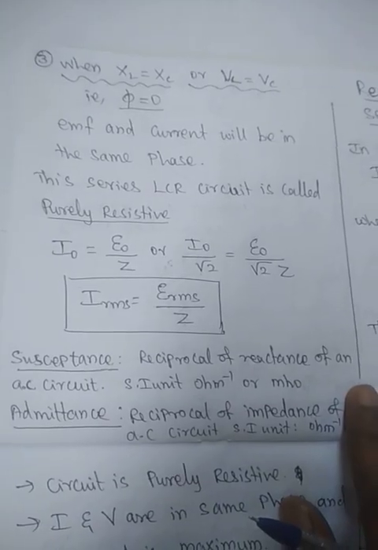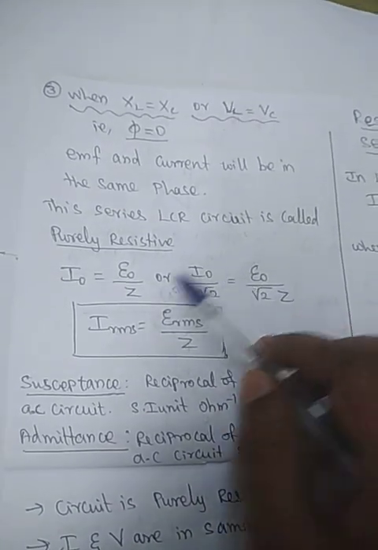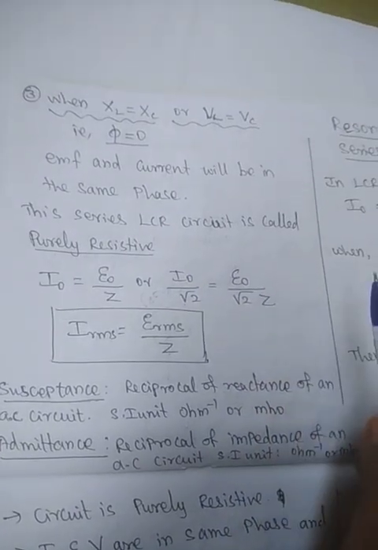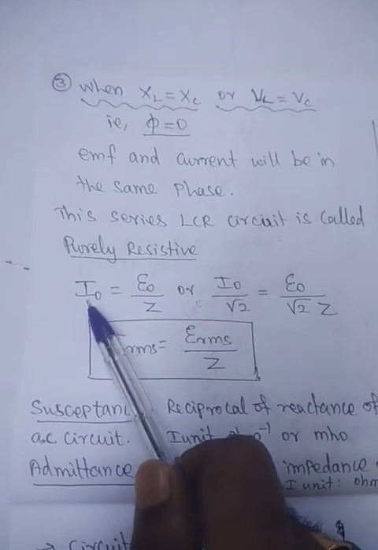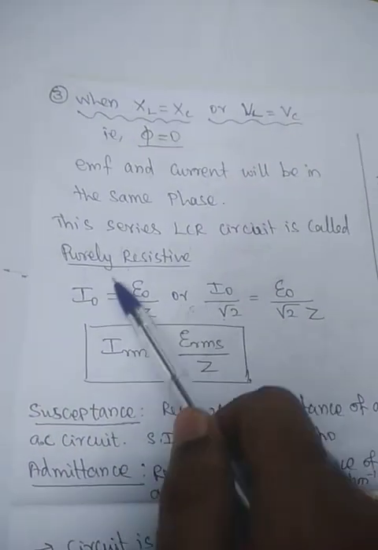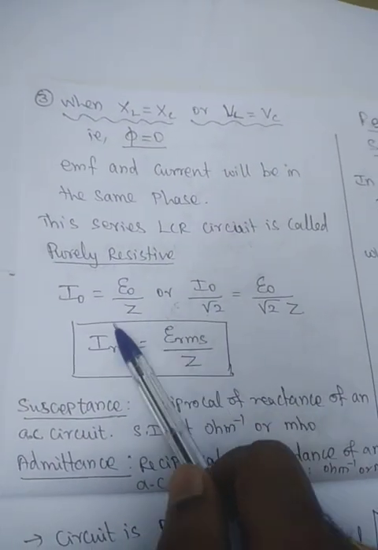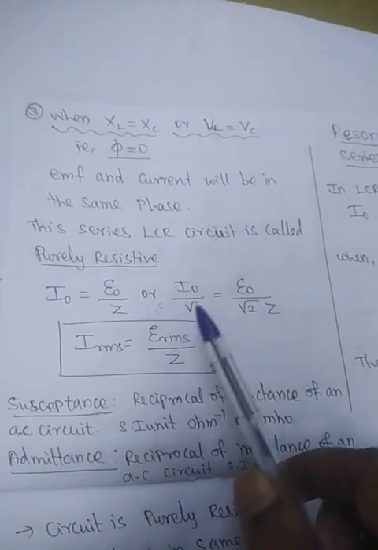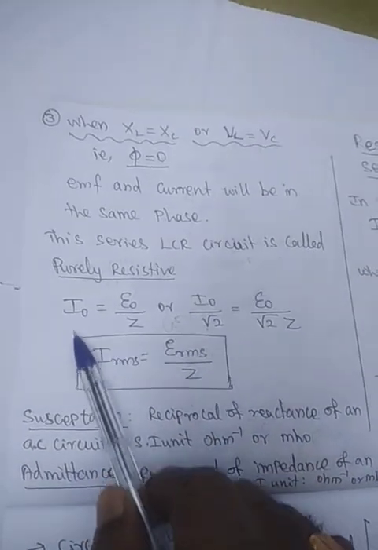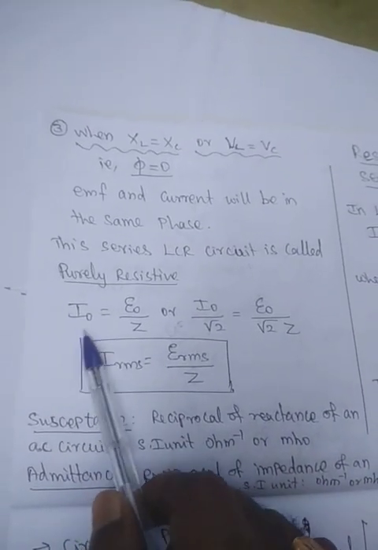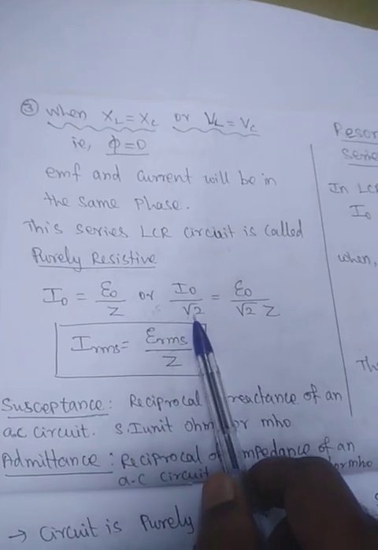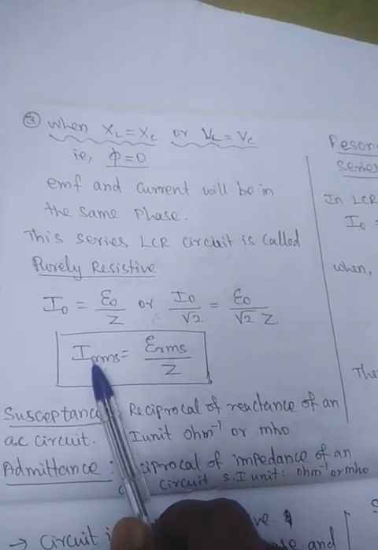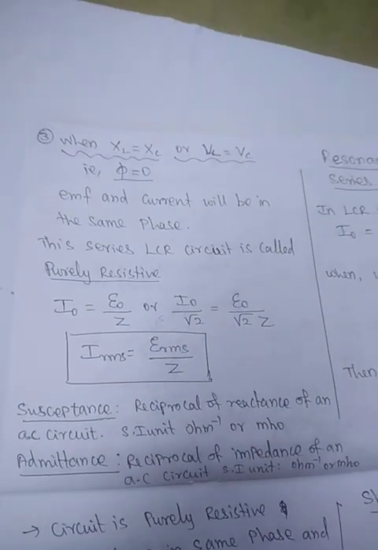Then I naught is equal to E naught by Z, or I naught by root 2 is equal to E naught by root 2 Z. So the amplitude of the current is equal to the EMF amplitude divided by the impedance. What is Z? Z is equal to the square root of R squared plus XL minus XC the whole squared. Here I substitute root 2 in the denominator on both the left and right sides. So I naught by root 2 is IRMS, and E naught by root 2 is ERMS, divided by Z.